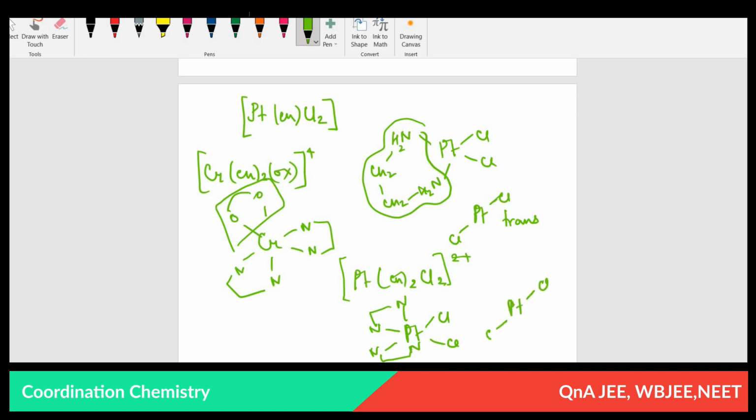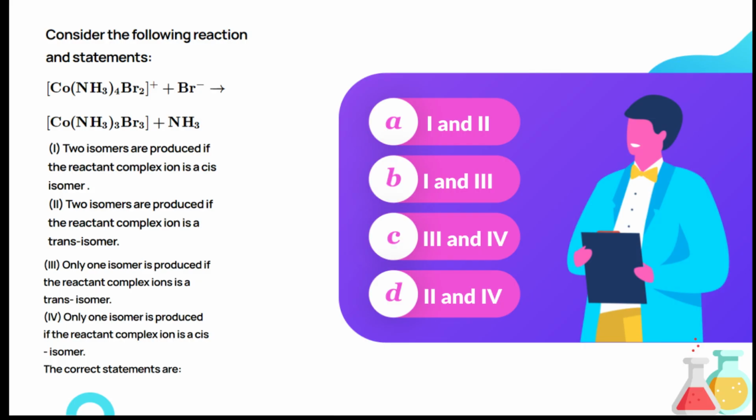In this case, without even shifting or breaking any bond, we can actually transfer the two ethylene on the opposite side, which is the trans position, right? So this is possible and this will give you a trans isomer. So your correct option will be option number C. Now moving on to the next question.